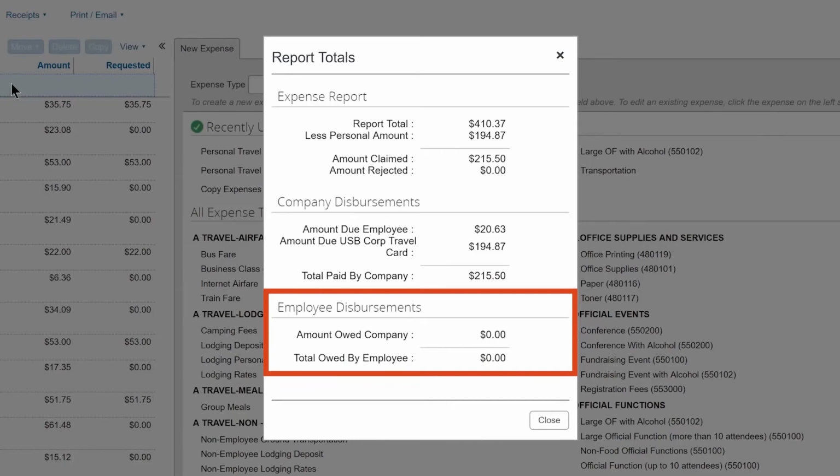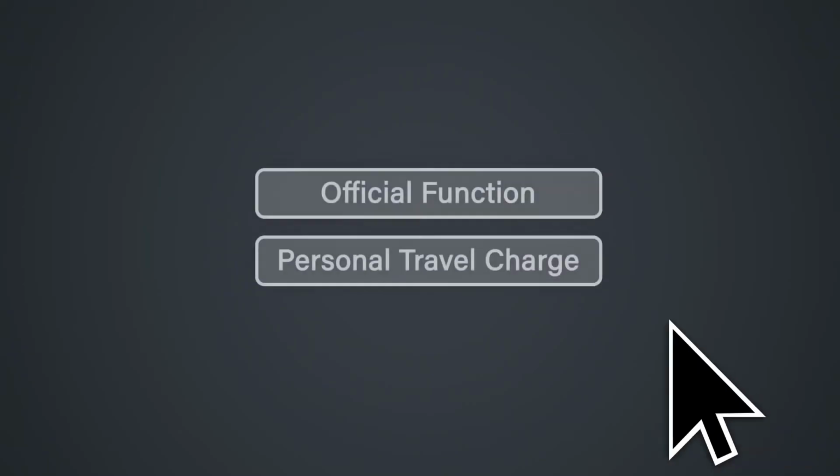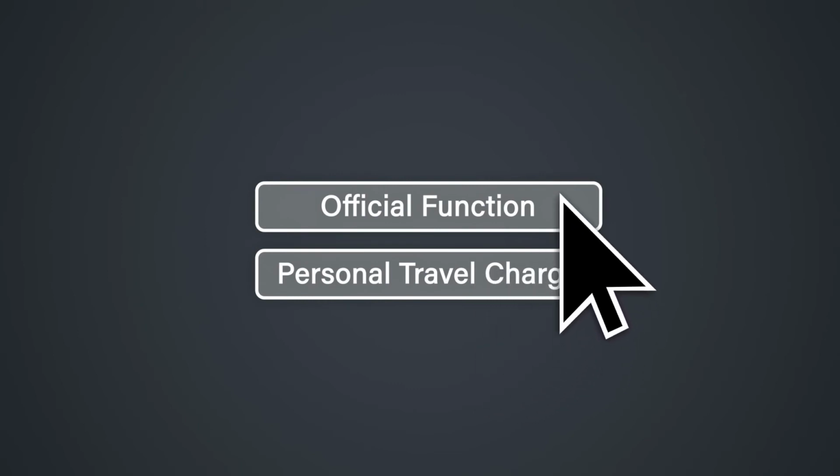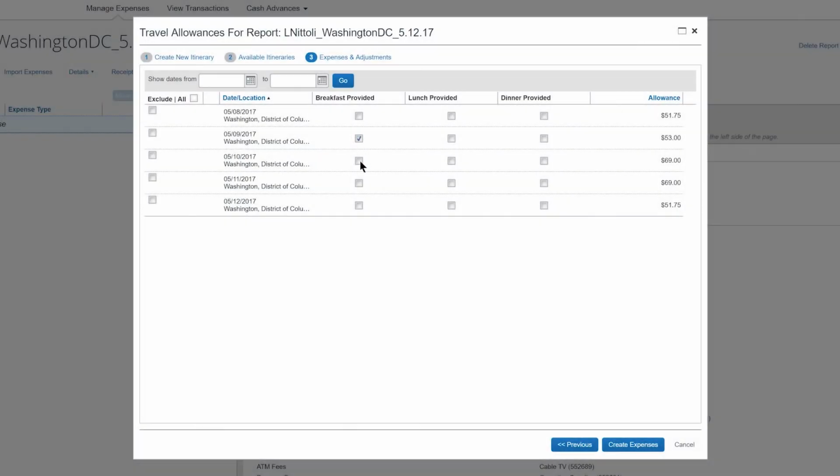One more thing. If you used your travel card to pay for an official function meal, don't mark it as a personal expense. Instead, select Expense Type Official Function and exclude that individual meal when adjusting meals provided from your itinerary.